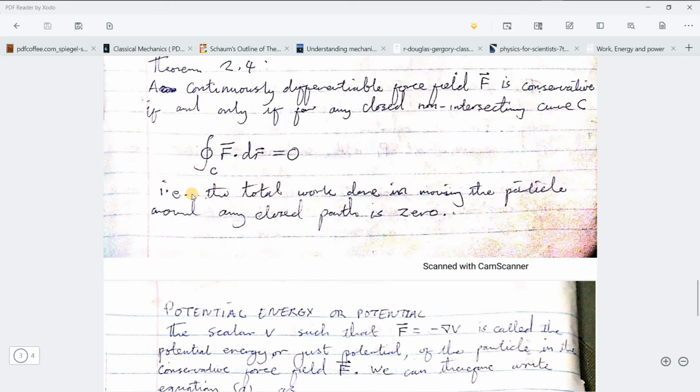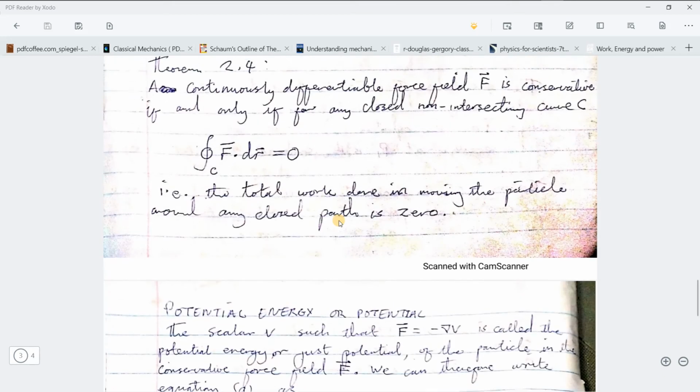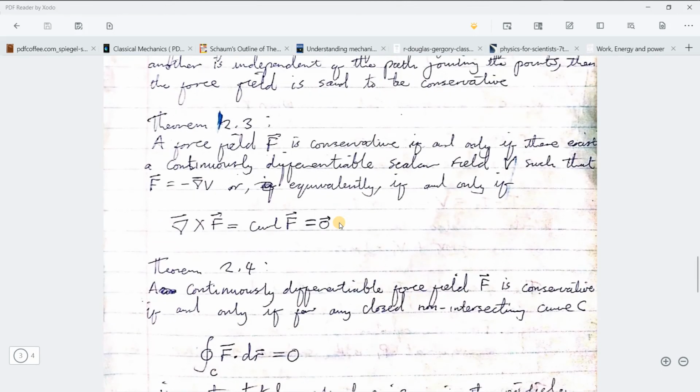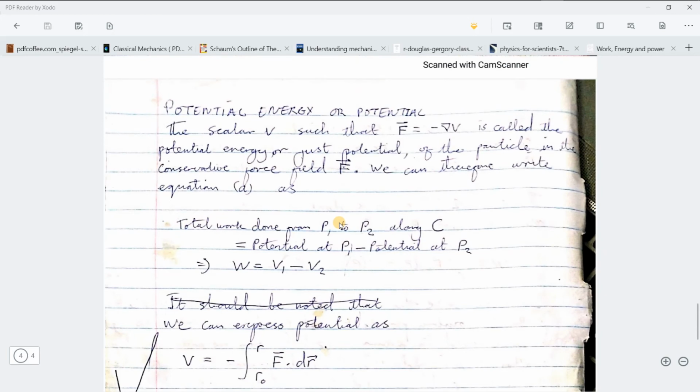I'm sure this statement is just what I've said here. That is, the total work done in moving the particle around any closed path is 0. This is a closed path. The total work done in moving a particle around any closed path is 0. Alright, so this is about conservative force fields. Now let's look at the last part, where we look at potential.